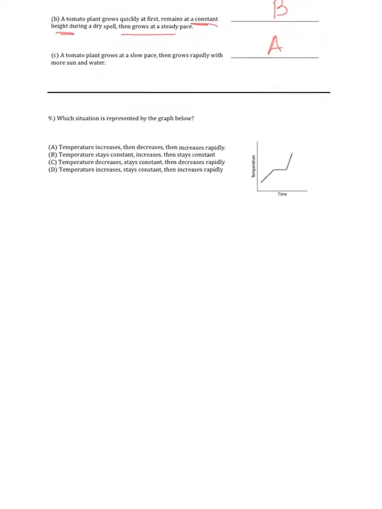And then finally, number 9, which situation best represents the graph? So we're looking at time versus temperature. A says that the temperature increases, then decreases, then increases rapidly. I'm just going to draw this, like what would I picture? I wouldn't say that's true. All right, so let's see B, here's my visual of that. The temperature stays constant, then, sorry, that's a terrible straight line. Let's try that again. It stays constant, then increases, then stays constant. No, not quite. So I wouldn't say that B is a good option.